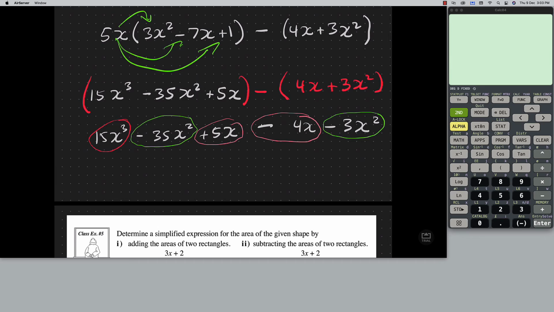No. Now we just need to gather the like terms, starting with the term that has the highest degree, which is a degree of 3. This has a degree of 2 and a degree of 1, a degree of 1 and a degree of 2. So 15x cubed stands alone. I have negative 35x squared and negative 3x squared, and that turns out to be negative 38x squared, and those ones are done as well. And now I've got positive 5x and negative 4x, leaving me with positive 1x, and those ones are done.